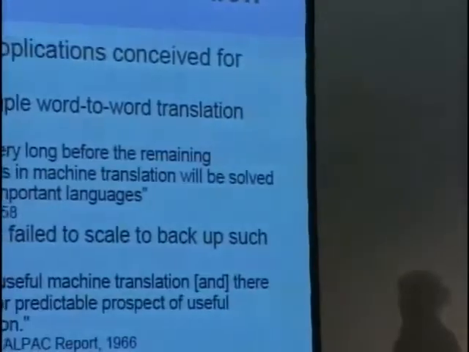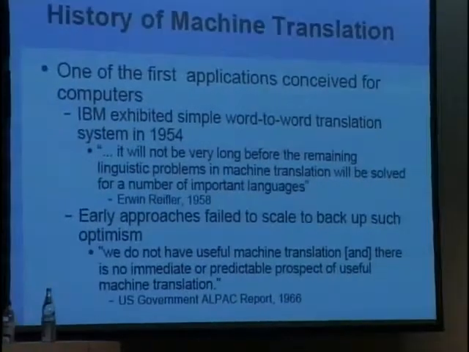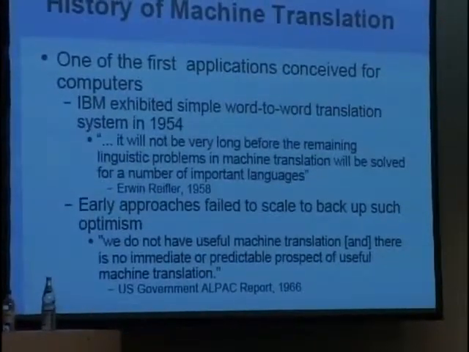So let's get started. History of machine translation. It was one of the first applications conceived for computers. IBM exhibited a simple word-to-word translation system as far back as 1954, and we had some early optimism here. It will not be very long before the remaining linguistic problems in machine translation will be solved for a number of important languages. We're still waiting on that, actually.